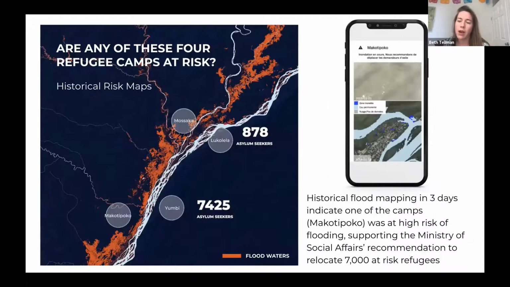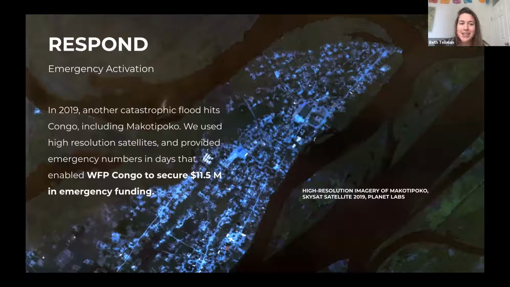We ran our algorithms back, as long as the satellite record affords, 30 years, and found that there was one community that had flooded at least 3 times and was actually starting to flood again, which we could see in PlanetScope imagery, just as the World Food Program country director messaged us. So we sent them that information so that the Ministry of Social Affairs in the government could recommend relocation for that refugee camp. They're really glad they did, because just a year later, that same place flooded again, and a lot more people would have been affected had that refugee camp not been relocated.